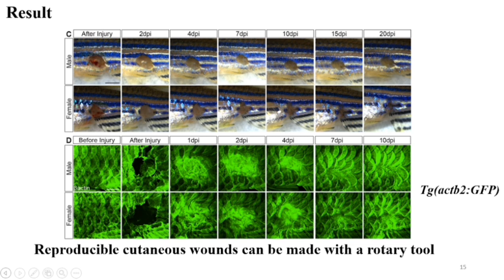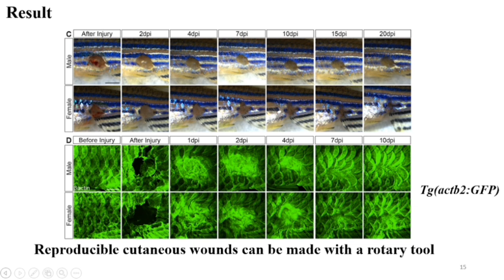And D is a confocal image of the flanks of the beta-actin transgenic male and female, the same, with the male on top and female on the bottom, before and after 20 days of injury. The scale bar for image C is 2000 micrometers and for image D is 1000 micrometers. So we collected the stereoscope images of the male and female fish 20 days after injury.